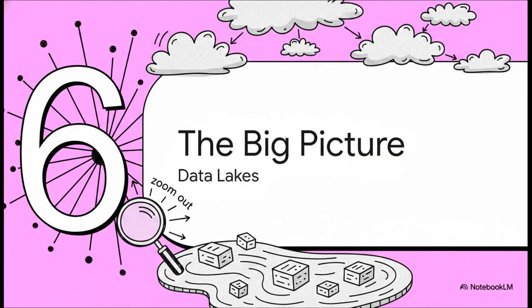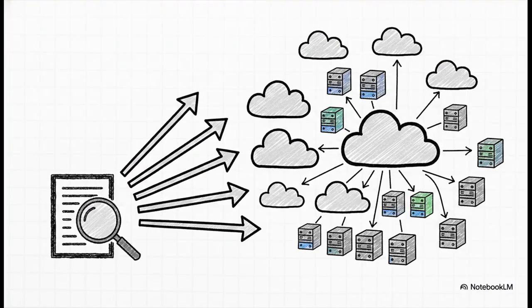Part 6. The big picture. Data lakes. By now, you might be sitting there thinking, okay, this is an incredibly clever trick for a dictionary. But let's zoom out for a second. This pattern we just explored, it's fractal. This hyper-focused 1 terabyte file architecture is the exact same blueprint used by massive petabyte-scale data lakes.